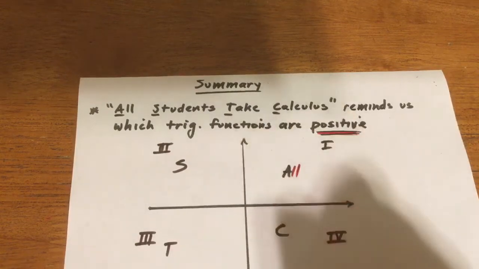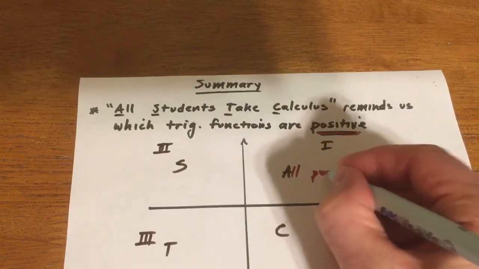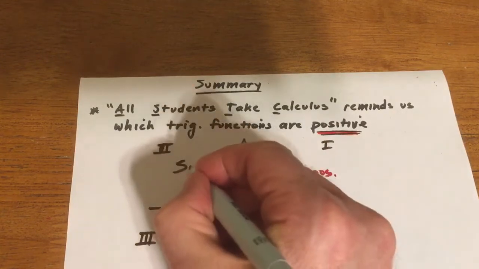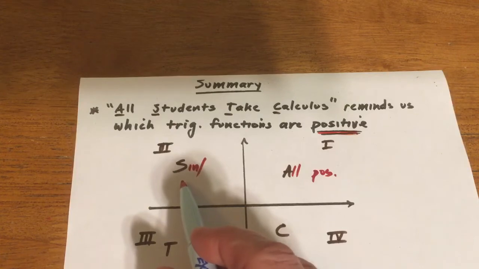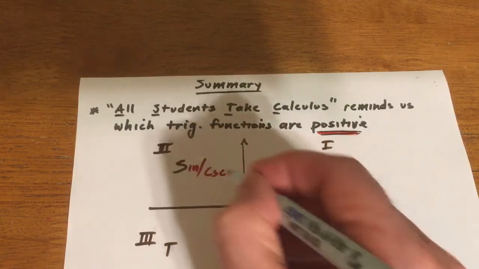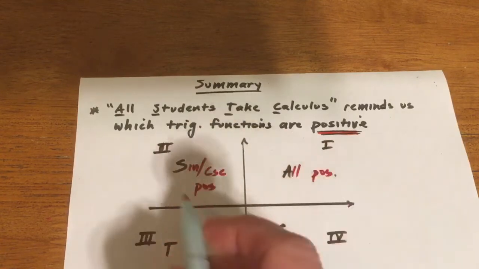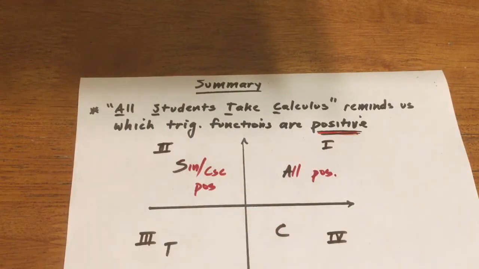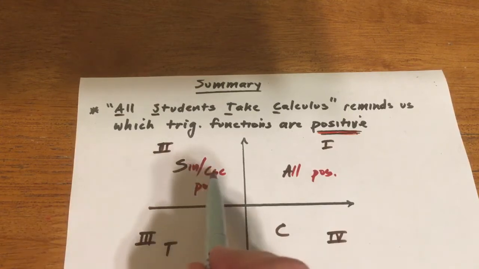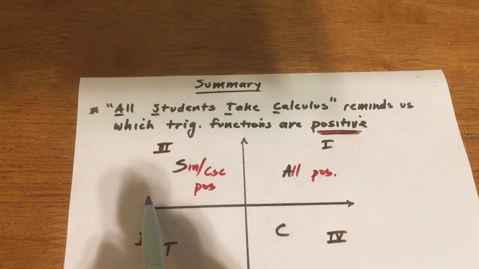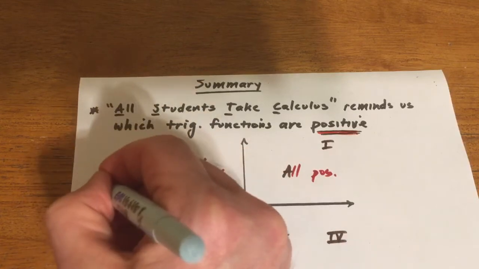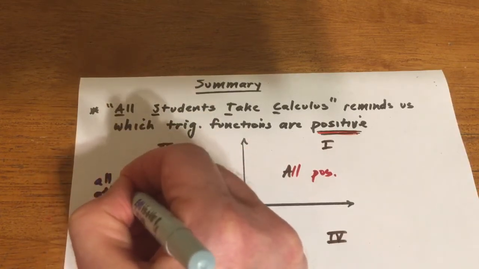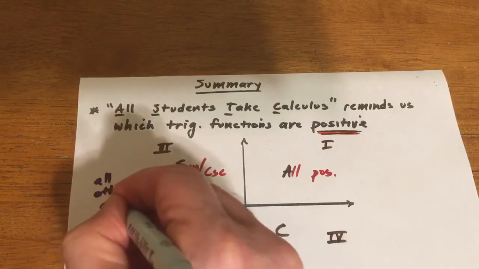A stands for all, which means all our trig functions are positive. S stands for sine, but sine has the same sign as cosecant. So sine and cosecant go together, and these are going to be positive in quadrant number 2. That's supposed to be a 2 there. But what about the other trig functions? Here we have sine and cosecant. What about cosine and secant and tangent and cotangent? All those others will be negative. So let's write that here to be very clear. All others are negative.